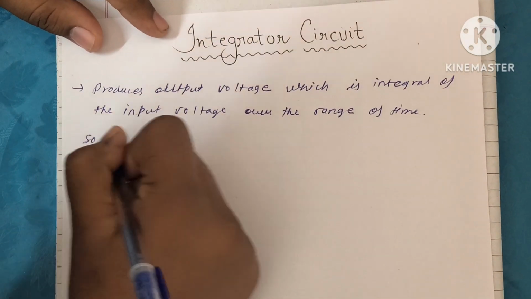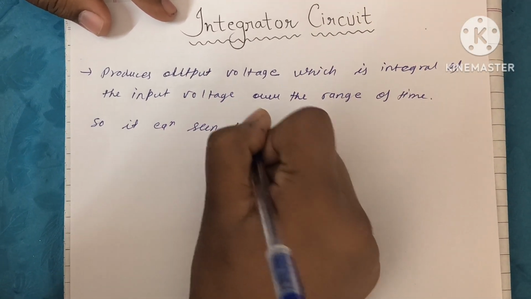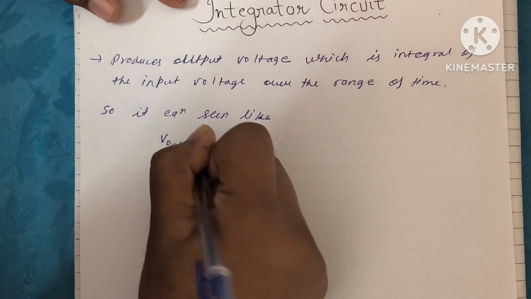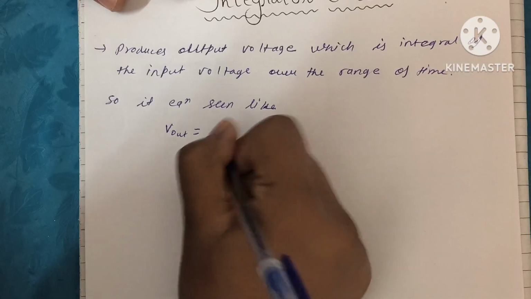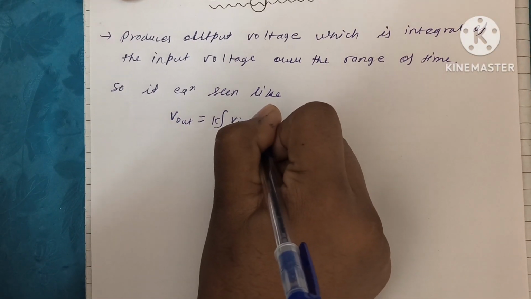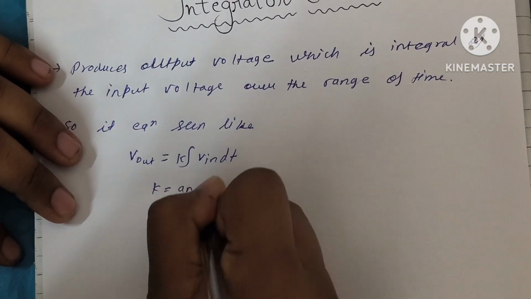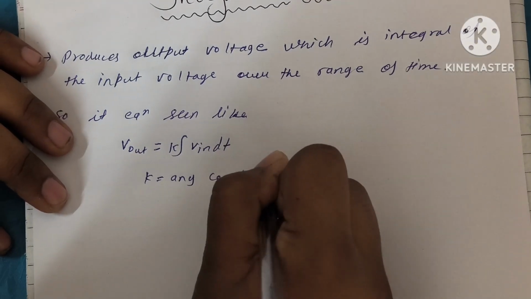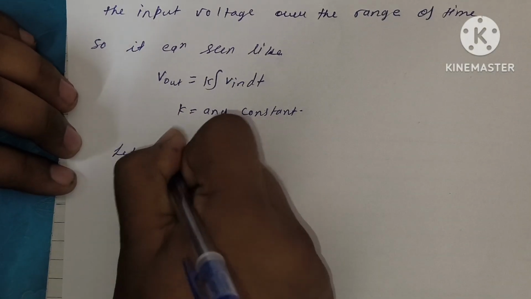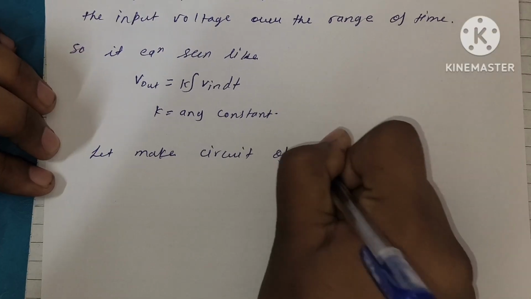So its equation seems like: output voltage V out is equal to K times the integration of V input with respect to time. So K is constant, any constant. Let's make the circuit diagram of the integrator.